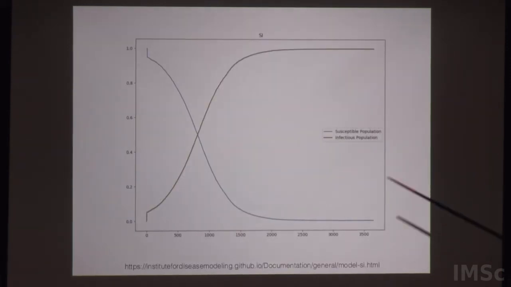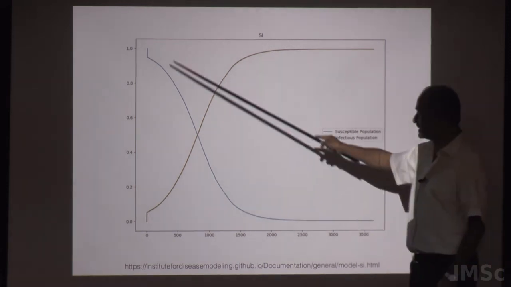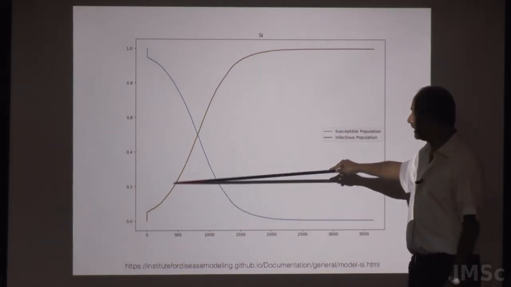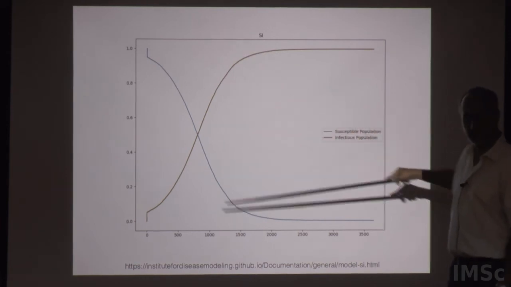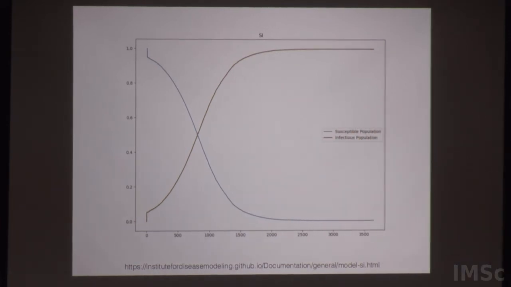This is what the solution to these equations looks like. As I said, start with initially susceptible, initially infectious. Everybody gets infected, nobody remains susceptible. That is a natural progression of this particular choice of model.